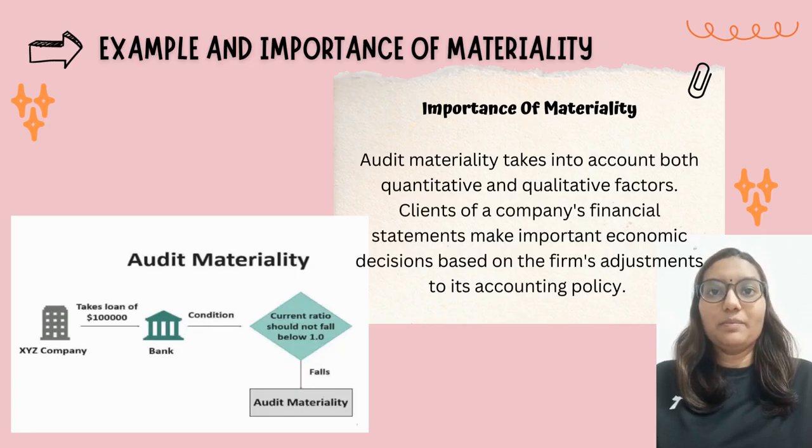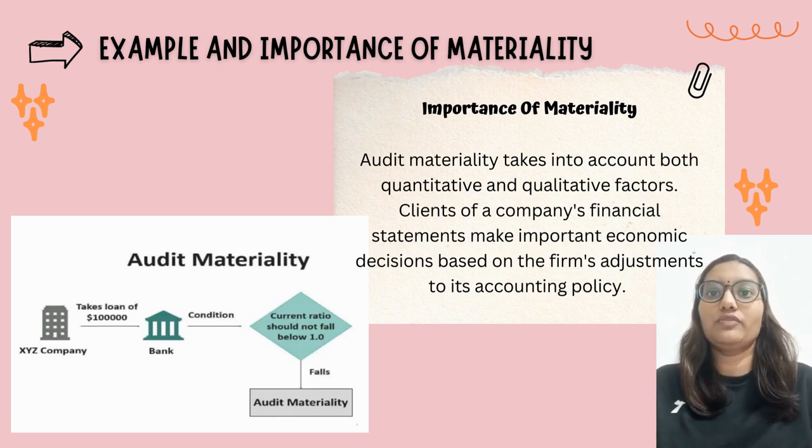Next are examples and the importance of materiality. Let's see the example here. If we use the case of company XYZ, which obtained a 100,000 loan from the bank, the loan was provided by the bank but only under the condition that the current ratio of the business not drop below 1.0. This was accepted by the business and a contract with the bank was signed about it. The company's auditor learned about this arrangement while completing the audit.